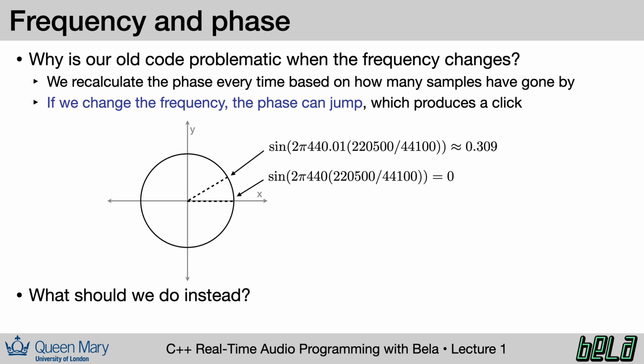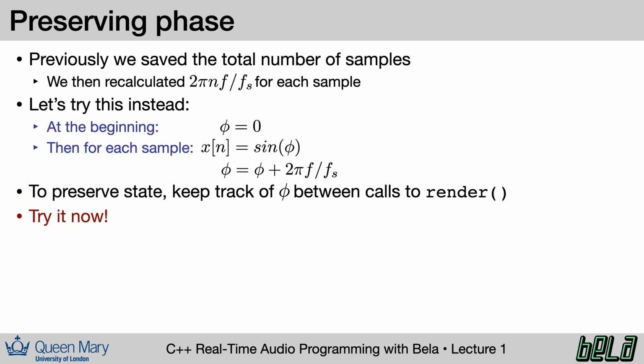My suggestion is that rather than remembering the number of samples that have gone by, it's much more convenient simply to remember the phase, remember where we left off in the sine wave and continue from there. So how do we do that? Well, in the previous code, we were always recalculating this expression, 2 pi n times f divided by fs. That gave us the phase as a function of the frequency, the sample rate, and the number of samples that had elapsed. Instead, what we should be thinking about is storing some kind of variable that stores the phase itself.